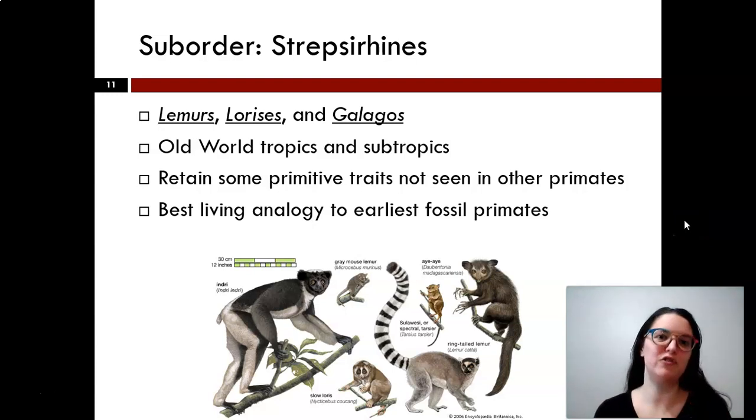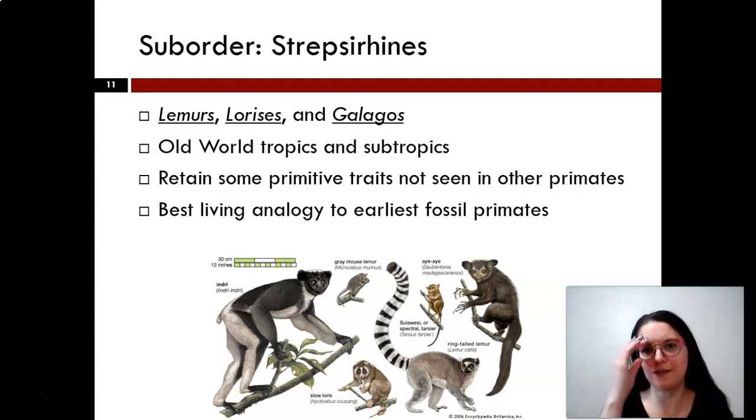So the first group, the strepsirrhines. We shouldn't be surprised that the majority of strepsirrhines in a contemporary context are found in what we call the Old World tropics. So basically Africa and Asia, very broadly speaking, both in tropical and subtropical environments. So the key thing that we're going to see here is adaptations to these tropical environments, specifically arboreal adaptations. And again, as I've mentioned, they retain a lot of primitive or ancestral traits that we don't see in the haplorhines, right?